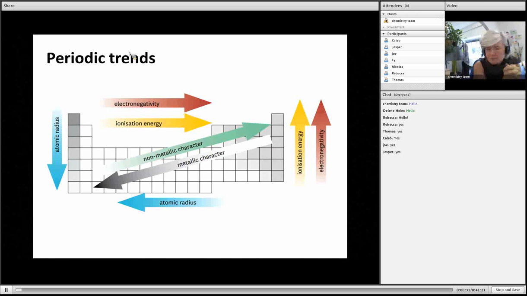Does anybody have a problem with electron configurations? Or you may not even have started this booklet, so just say, haven't done it yet, so don't know.